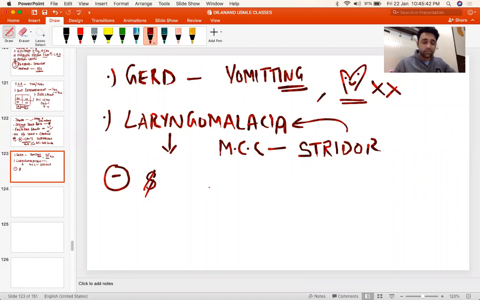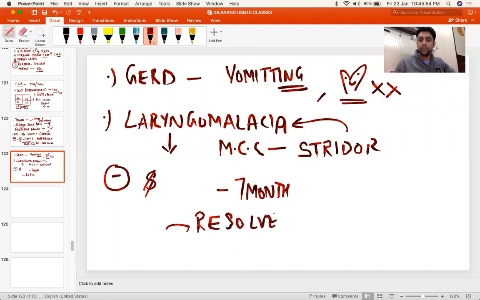But why is this case not laryngomalacia? This baby is a 7-month-old. Laryngomalacia, if it was there since birth, usually resolves spontaneously. Yes or no? Very good, Madhura. So it resolves spontaneously. If it really was laryngomalacia, it would have resolved spontaneously, and this baby is still having stridor.